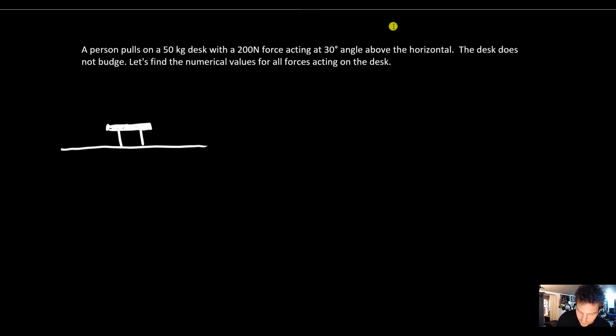And then we have this person that is pulling on it. But it's not moving. The desk does not budge. So that right away tells me that it has a constant velocity of 0. So I'm going to put that in the back of my head. And let's find numerical values for all the forces acting on the desk.